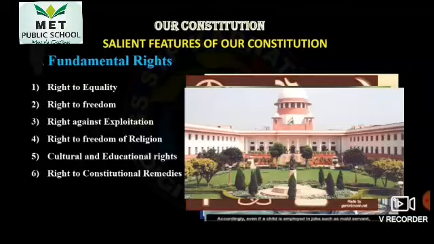Next, one more important salient feature of the Indian Constitution, that is fundamental rights. How many fundamental rights are there? There are 6 fundamental rights. They are right to equality, right to freedom, right against exploitation, right to freedom of religion, cultural and educational rights, and right to constitutional remedies. These are the fundamental rights given by our constitution. In detail, we will learn about the fundamental rights because we have one more lesson. So, fundamental rights are also one of the most important salient features of our constitution.